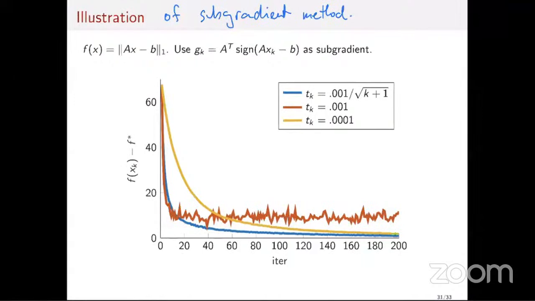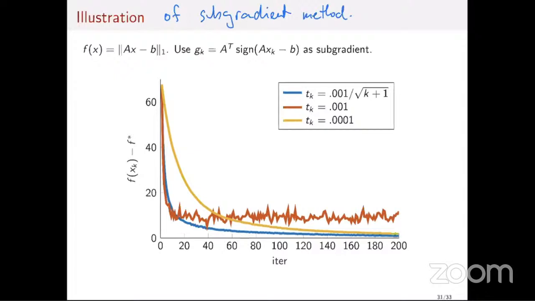As I mentioned, this is a non-smooth function. I can construct a subgradient using the calculus rules I have shown you before. This is the composition of the L1 function with a linear function, and one can easily see that a subgradient is given by the vector A transpose times the sign of Ax_k minus b. Remember, for the absolute value function, the subgradient is +1 if you're positive, -1 if you're negative, and if you're at 0, you can choose anything between -1 and 1.